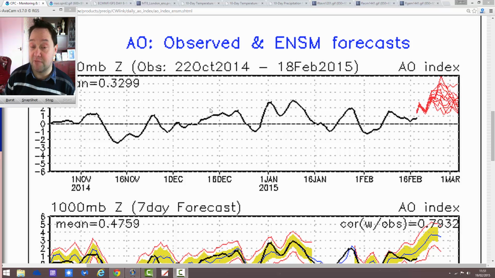The Arctic Oscillation and the North Atlantic Oscillation are going very positive over the coming couple of weeks, so that's really going to enhance those westerlies, I think, and it could give us quite an unsettled spell next week. I'll show you the detail in a moment.